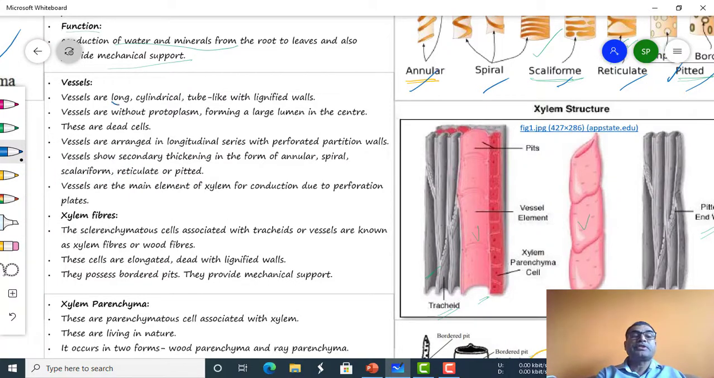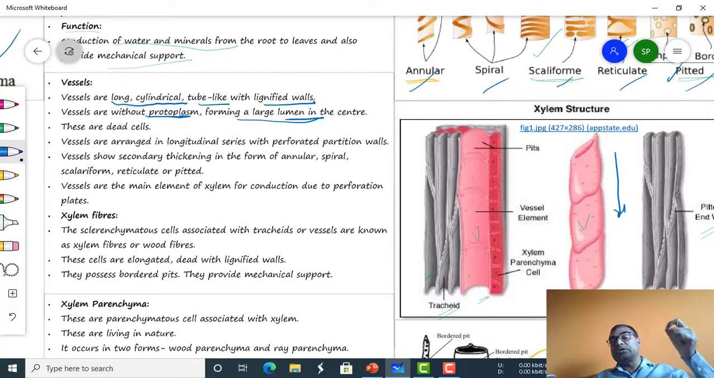Vessels are long, cylindrical, tube-like with lignified walls. Vessels are without protoplasm, forming a large lumen in the center. A large cavity is present in the center, as a secondary wall in the form of lignin is present in the vessel. Therefore it is a dead cell, without protoplasm, and shows a large lumen or cavity in the center.